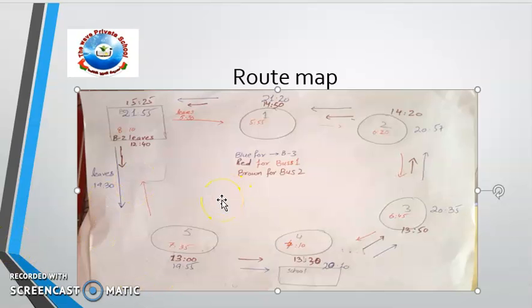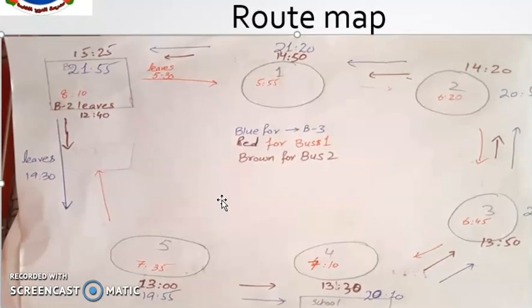Here I have done an example for you. Here you can see that I mark these bus stations or bus stops with blue, red or brown. The blue one means bus number 3, the red one bus number 2 and the brown one bus number 2. This is a bus station. As they told us to make 5 stops, I make this as stop number 1, stop number 2, stop number 3, stop number 4, and stop number 5. So these are my 5 stops. And then this is the bus station.